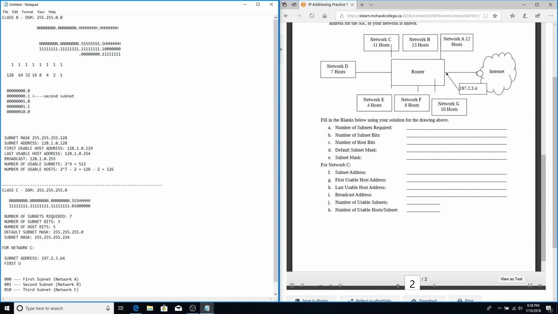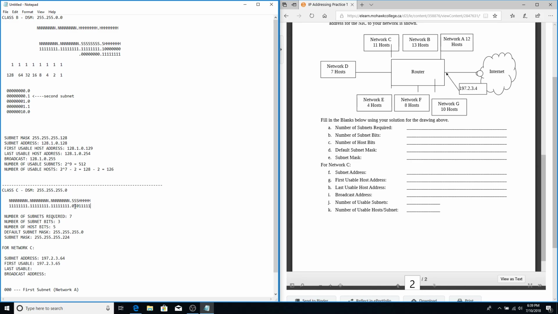Now, first usable, we're just adding 1. So 64, add 1 is 65. Last usable, we can't figure out yet because we need the broadcast address. And in this case, all we're going to do is highlight all those host bits. So there's 5 of them: 1, 2, 3, 4, 5. There we go. And change those zeros to all ones. It's the opposite, right? 1, 2, 3, 4, 5.